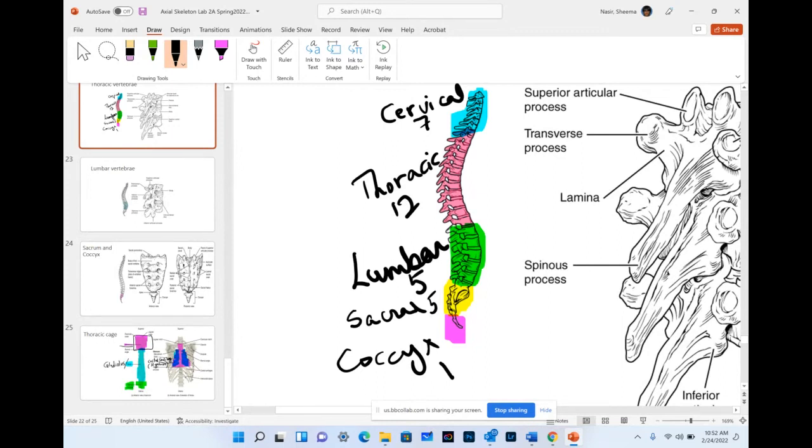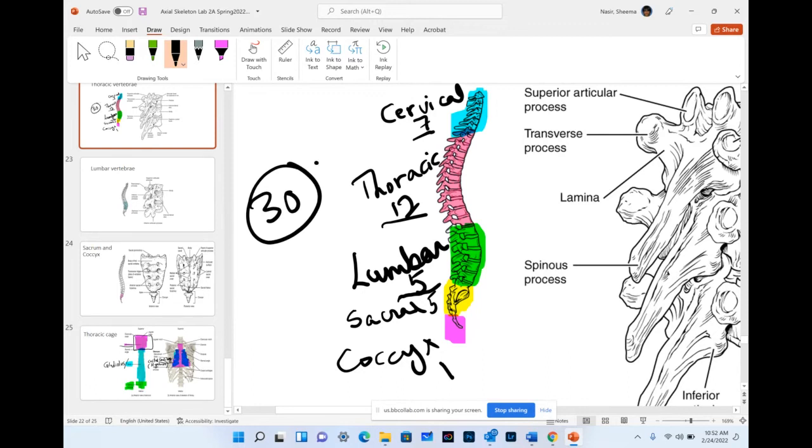Now, how do you remember this? Breakfast at 7, lunch at 12, dinner at 5. And then sacral and coccyx, you can just remember 5 and 1. Okay? So in all, you have 30 vertebrae.